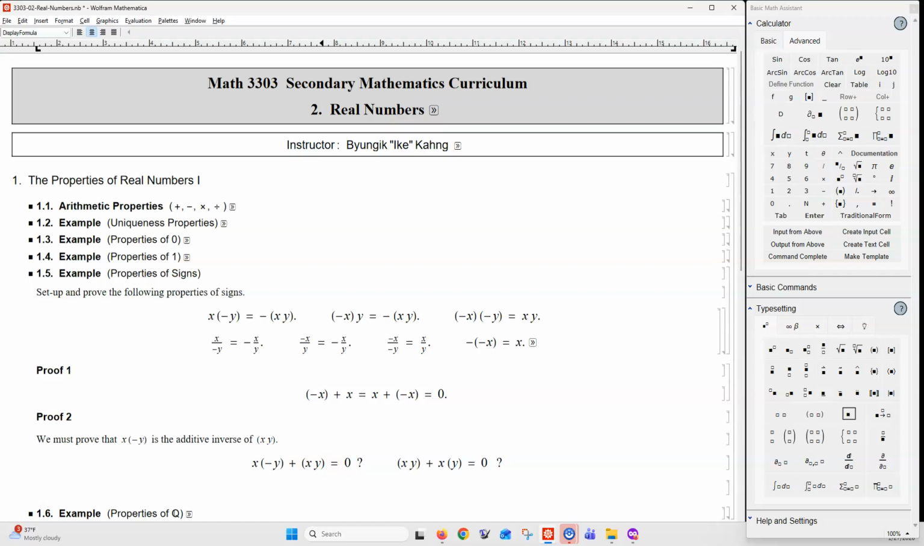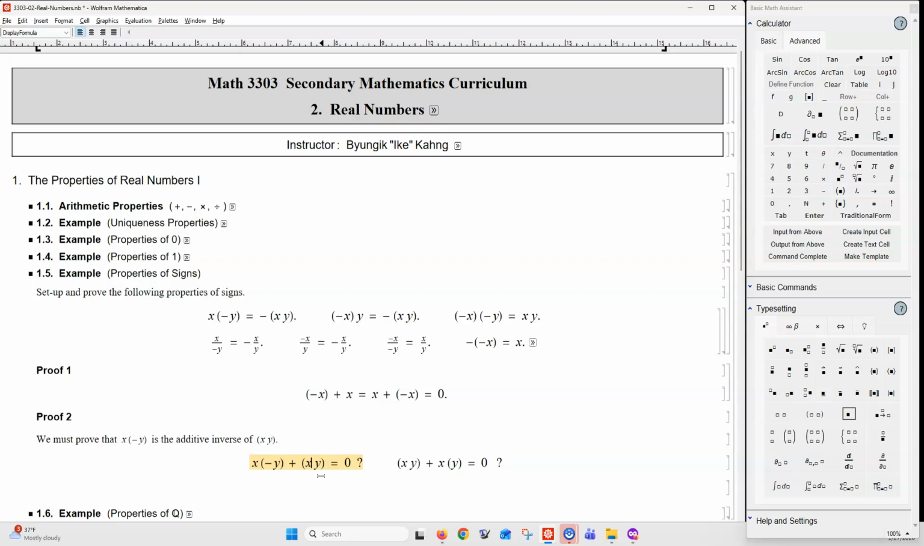Make sense? We have to prove that this is the additive inverse of this. So adding up, you have to get 0. That's what you have to prove. Let's see how to prove this one. Looks like that's not too difficult.